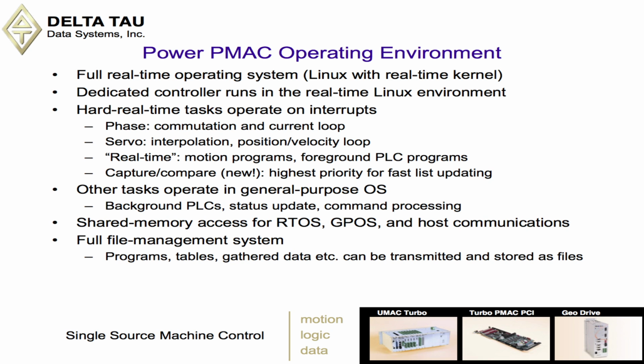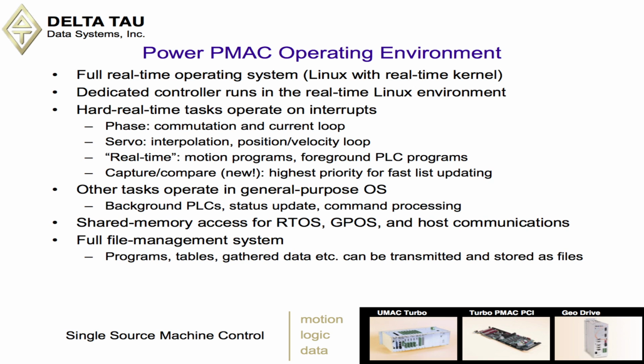So the hard real-time tasks operate on interrupts. The phase interrupt, if we're doing commutation or current loop, that's default 9 kilohertz. The servo interrupt, where we do the interpolation to compute the new set points, desired positions, close the position and velocity loops. All done on interrupt. What we call the real-time interrupt, where our motion programs are executing, and the foreground PLCs. If you have these types of tasks, asynchronous to the motion, but you want them to operate at a high priority.